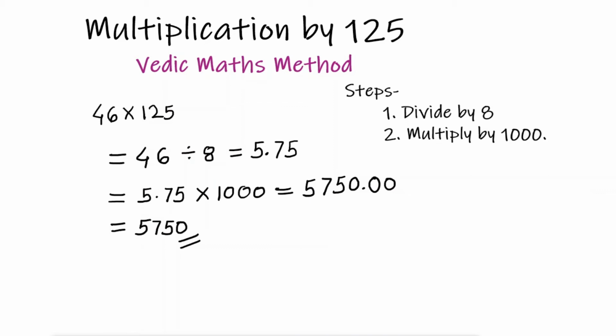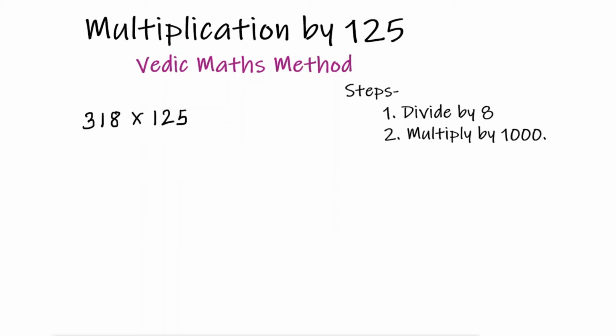Let's take one more example. 318 multiplied by 125. First step is divide by 8. We have to simply divide 318 by 8. So what is the division? We already know how to solve the division.